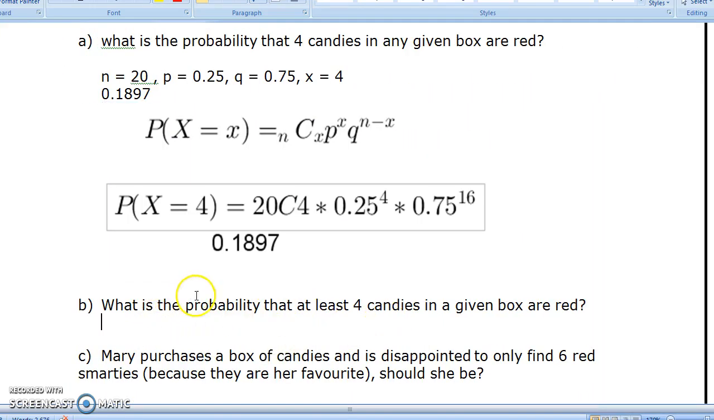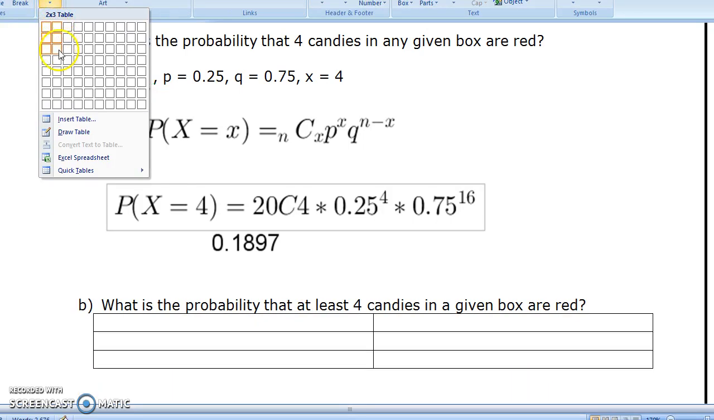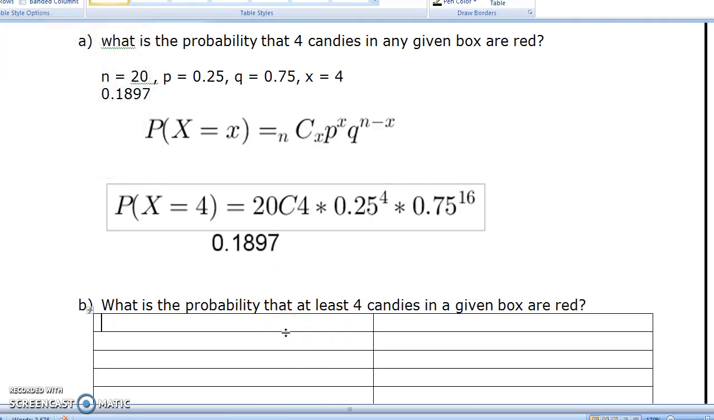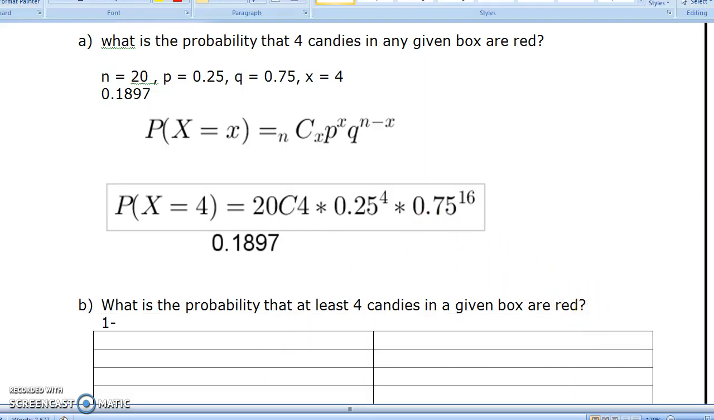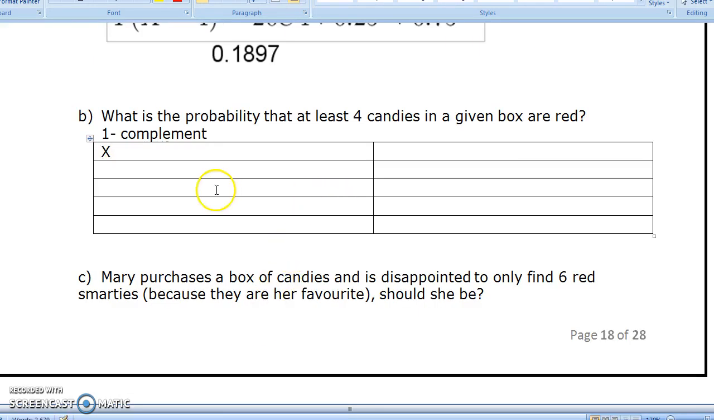What is the probability that at least 4 candies in a given box are red? Let's go 0, 1, 2, 3, 4. I'm going to do the complement here, obviously, because I don't want to add up 5, 6, 7, 8, 9, 10, 11, 12, all the way up to 20. So let's do the complement: 1 minus the complement. So what is the complement?